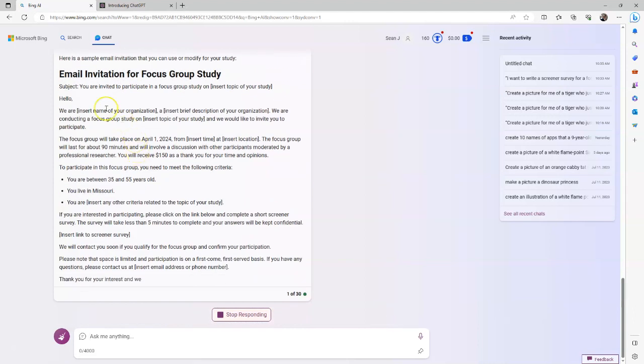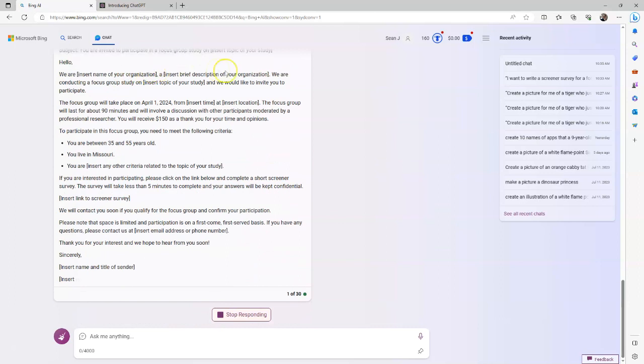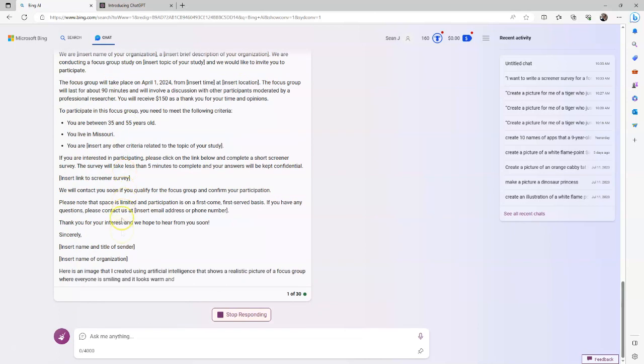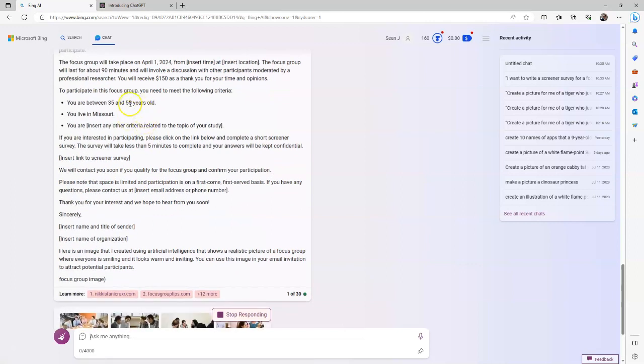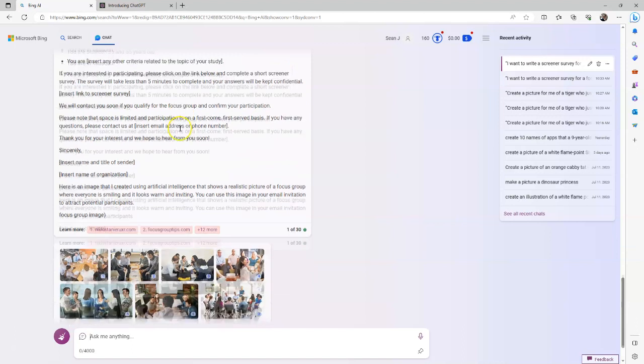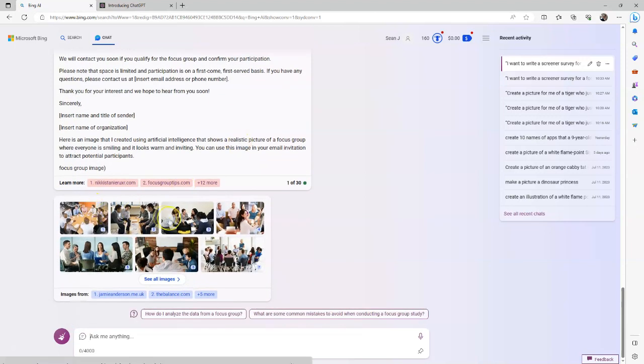Here's that email invitation. So subject, you're invited to participate in a focus group study, and it's written a letter that's giving probably more detail than I would give in a letter, because I certainly wouldn't tell them what criteria they need to meet to participate, because I'd want to discourage scammers. But look, it pulled some images off the web.